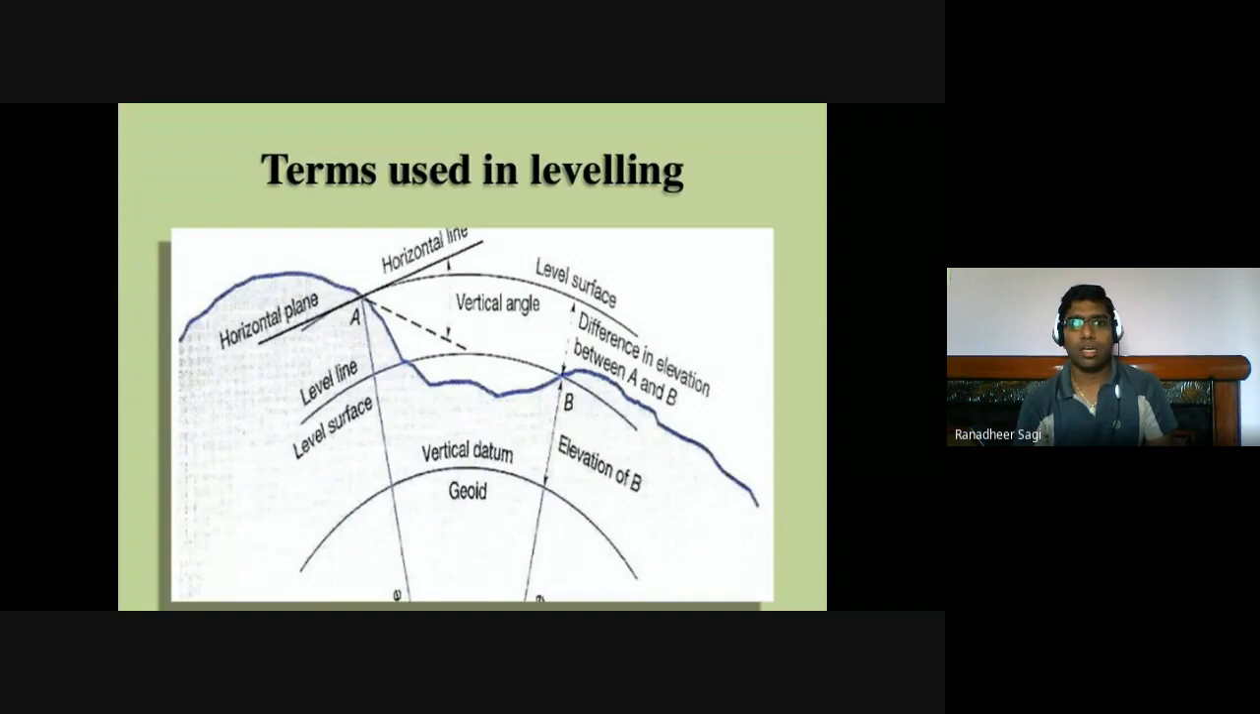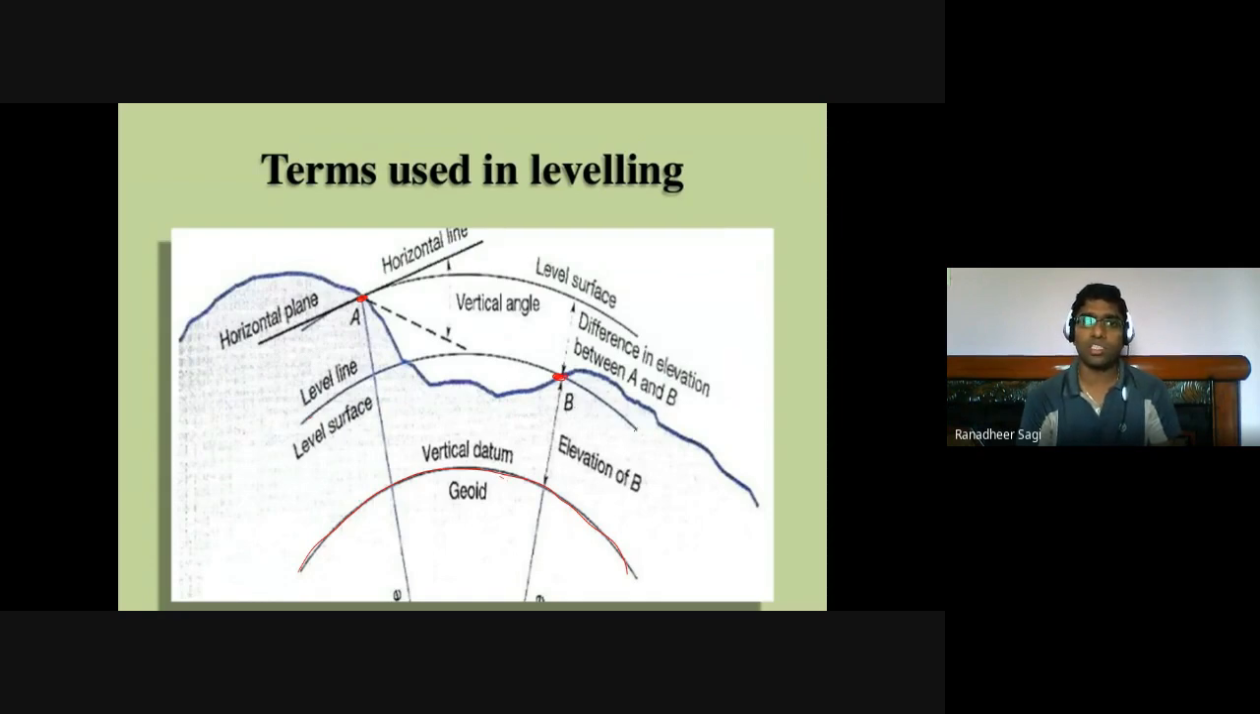Okay. So already we have talked about some of those basic fundamental terms. Geoid is nothing but the average mean position of your Earth surface. With respect to this geoid, let's say I have different points between which I want to determine the elevation. I have some point A on the ground, and some point B on the ground. I want to understand what is the elevation difference between those points A and B.